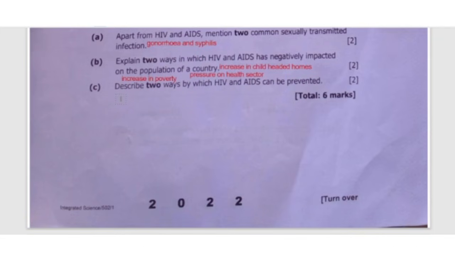Okay, let's go to question number 3, which is: describe two ways by which HIV and AIDS can be prevented. The best one and the first one, which most people don't like, is abstinence. So you need to practice abstinence.